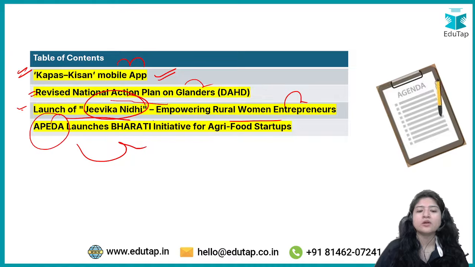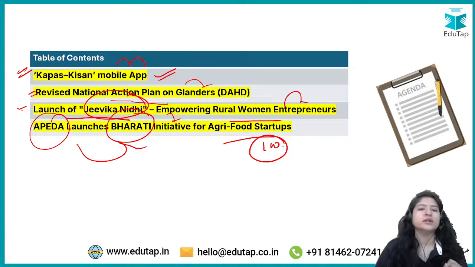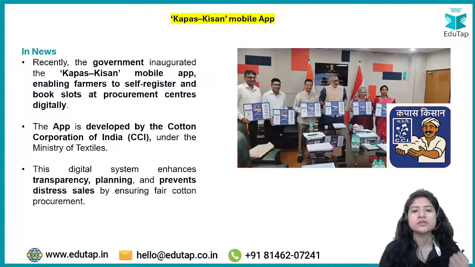And finally, APEDA launches Bharti initiative, one initiative to promote 100 agri food startups and to provide them with a platform at international level so that the export can increase. Okay, so these are the news. First we will talk about Kapas Kisan mobile app.